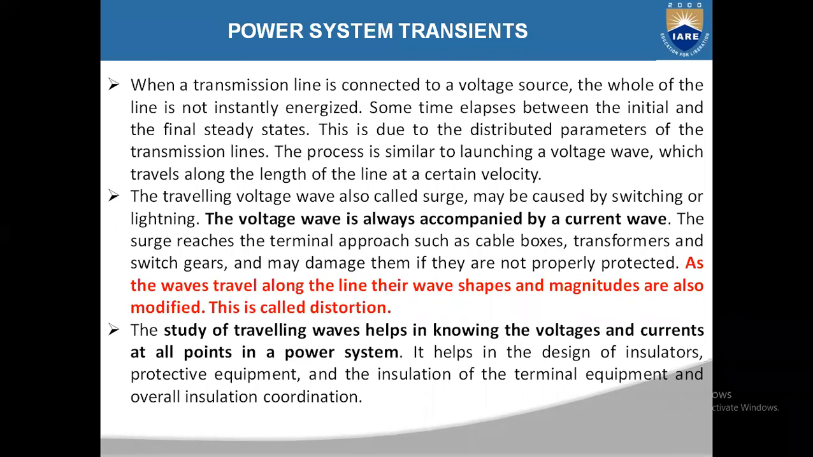Now you have to study the traveling waves, and this study will help in knowing the voltages and currents at all points in the power system network. The main aim of traveling wave analysis is that, by studying these waves, you can know the voltages and currents at all points in a power system, such that you can design the insulators, protective equipment, insulation of the terminal equipment, and overall insulation coordination. Once you know the voltages and currents at all points, you can design the capacity of insulators, the capacity of protective equipment, and the insulation level for an equipment. These parameters will be known by this traveling wave analysis.